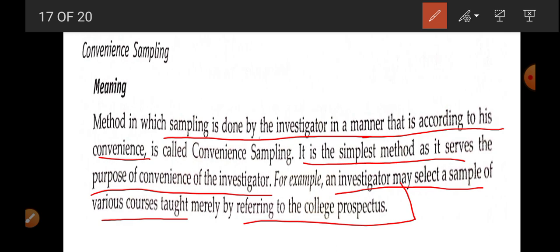For example, an investigator may select a sample of various courses taught merely by referring to the college prospectus. So convenience sampling is one in which the investigator only thinks about his or her convenience. Suppose a person wants to know the average height of Indians. The population of India is 131 crore, but he or she gives preference to his or her convenience. So suppose he is living in Bichya, he just takes 50 people around his house, around his neighborhood, measures their height, finds the average and says that this is the average height of Indians. So this is convenience sampling.